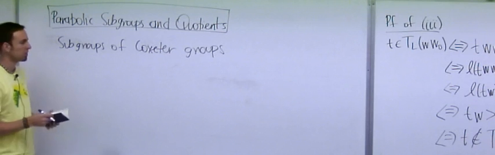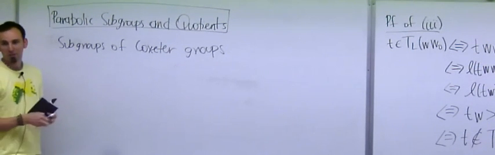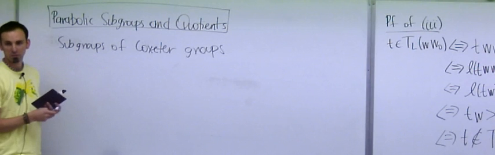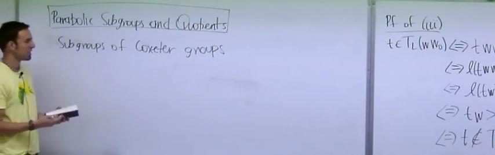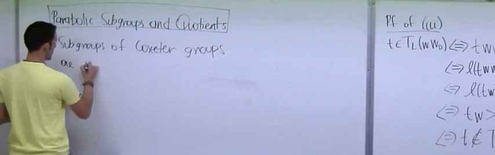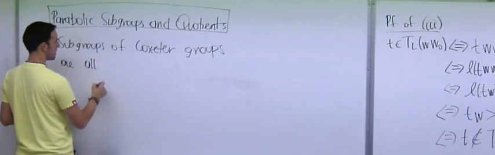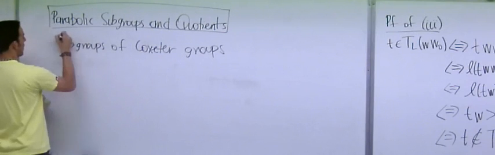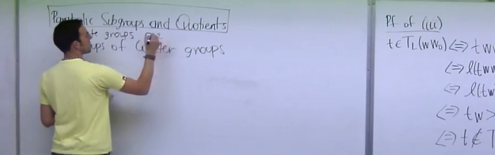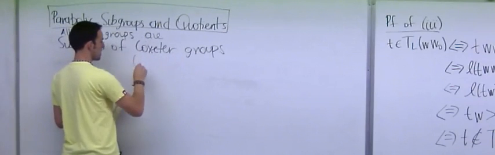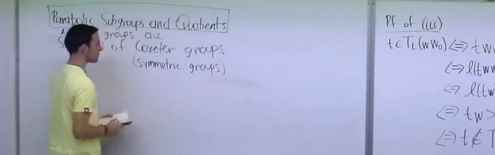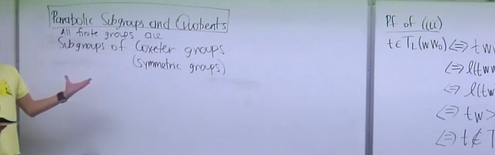Any finite group, let's say. Why? Because remember that the symmetric group is a Coxeter group, and every group is a subgroup of the symmetric group. And so that means that really this is just not a reasonable question to ask. Let me put it this way. All finite groups are subgroups of Coxeter groups because in particular they're subgroups of symmetric groups. This is Cayley's theorem. And so this question is interesting, but it's the question of group theory.